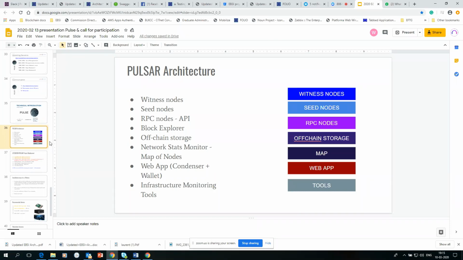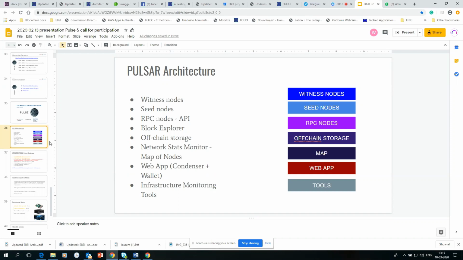All the other tools like Block Explorer, off-chain storage, network status monitor, web application and infrastructure monitoring are used as additional services to really see something out of this blockchain. Otherwise, having only the first three categories, witness, seed, and RPC, we will have a functional blockchain network that is creating blocks and is connected, but we cannot interact with it.